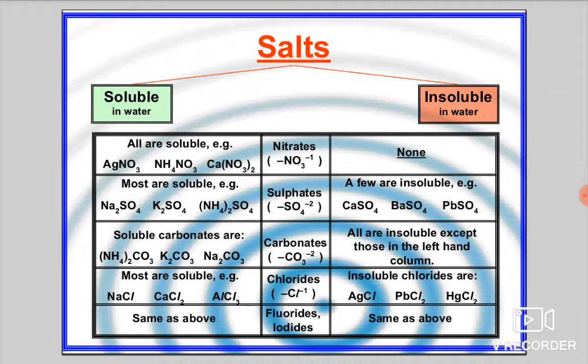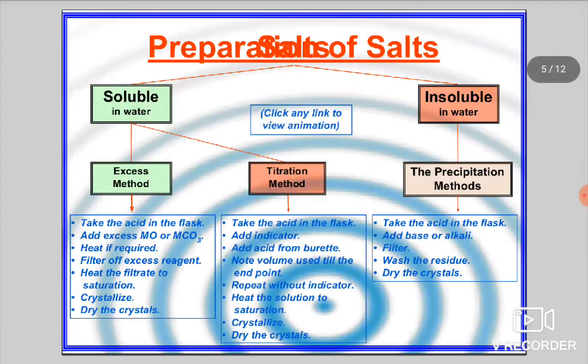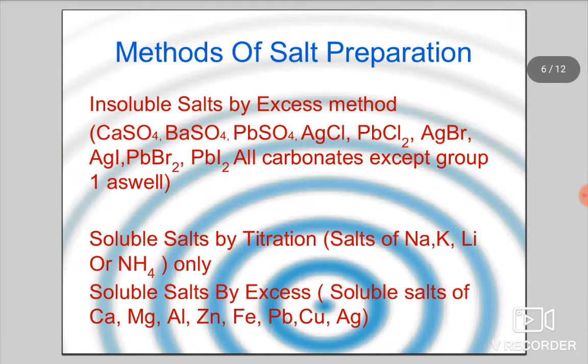So first we need to learn the table which I have provided over here. You can pause the video and take a screenshot of it, and learn it later. This will help us to memorize or recognize the method of preparation of a specific salt. This is just an example. Methods of salt preparation: insoluble salts by the excess method. No, that is the wrong one. It should be the ionic precipitation method. I have written it here by mistake. Insoluble salts by the ionic precipitation method.